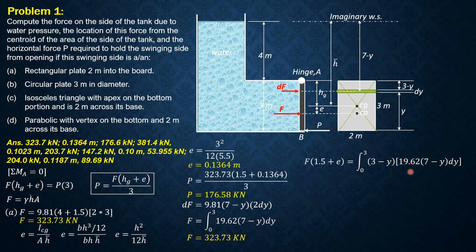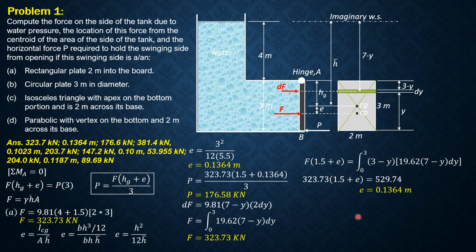So using your calculator, substitute the value of F, which is 323.73 times quantity 1.5 plus E. The right side, using your calculator or evaluating manually, is 529.74. In other words, this value of F times (H sub G plus E) is 529.74. So the value of P is 529.74 divided by 3. But in solving for E from this equation, E is 529.74 divided by 323.73, then minus 1.5.